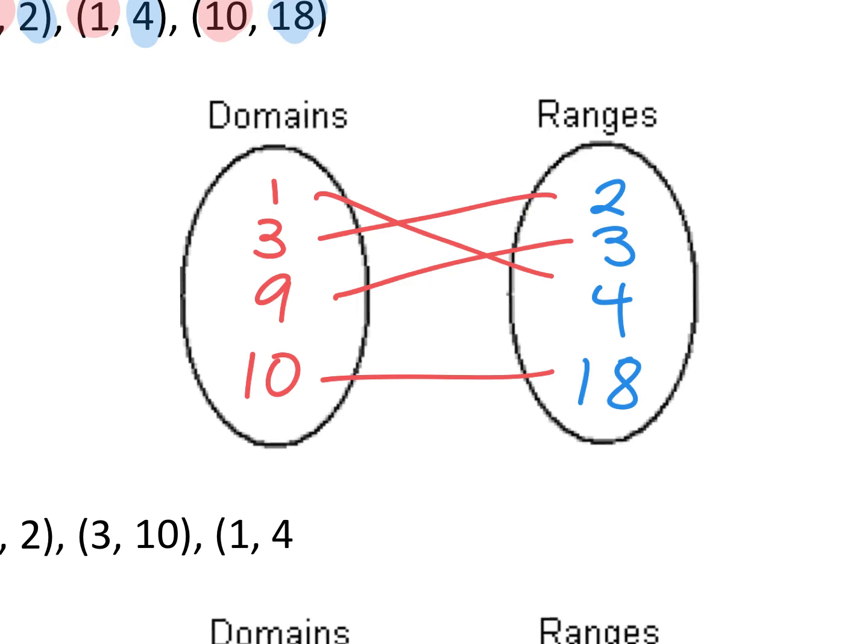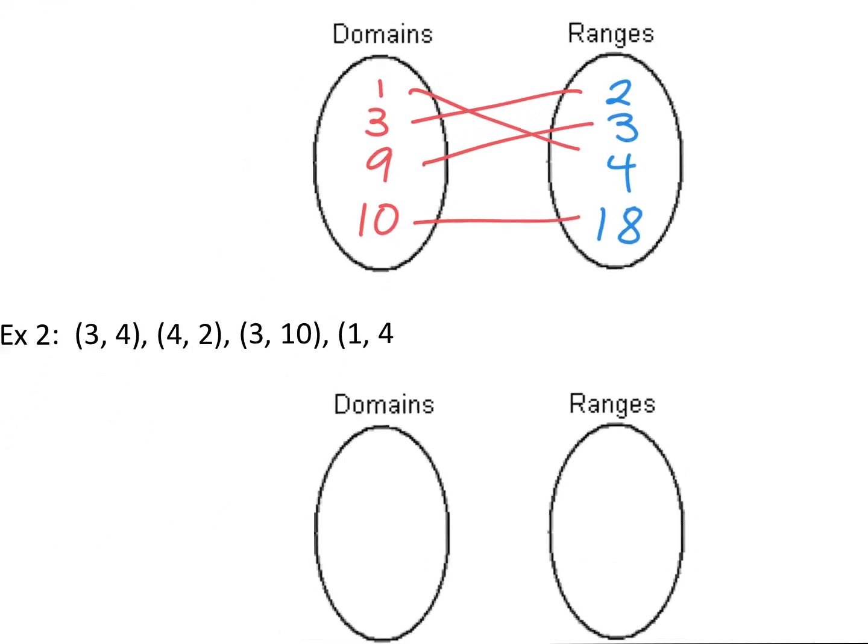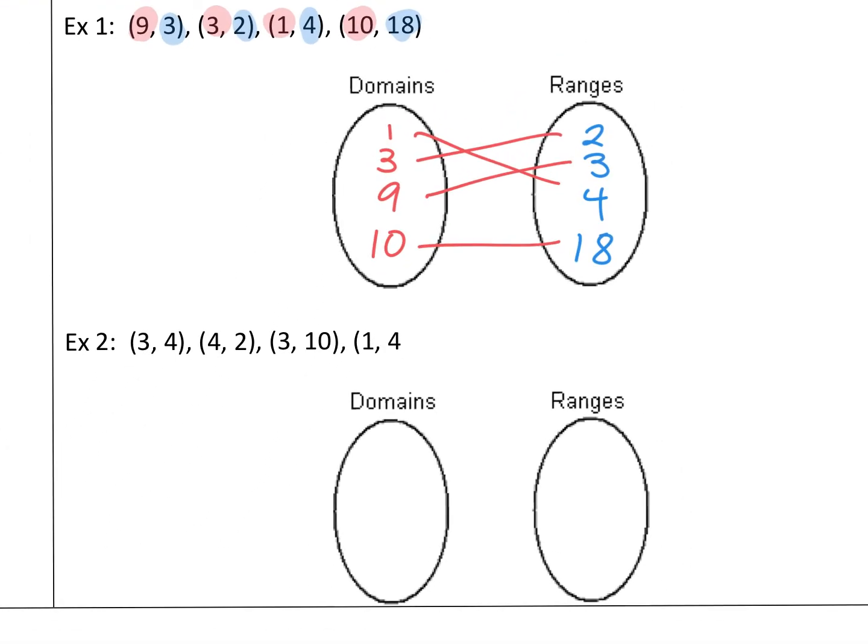Okay, go ahead and make the next one. Go ahead and make example 2. Construct that for me. What'd you put in the domain? 1, 3, 4? I like it. Only have to write the 3 one time. What about the range? 2, 4, 10?